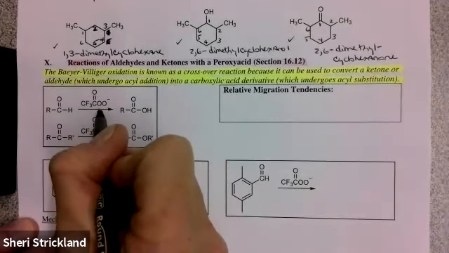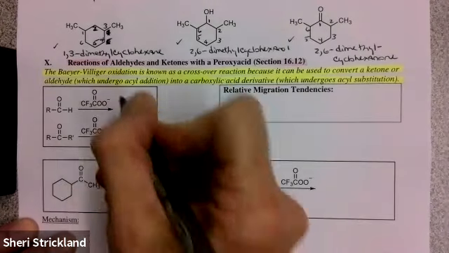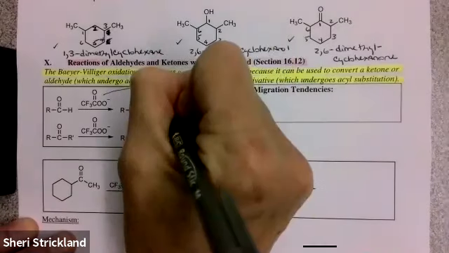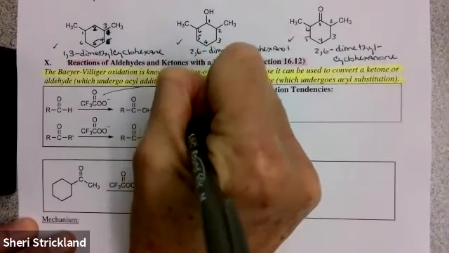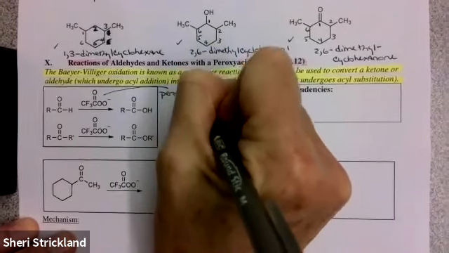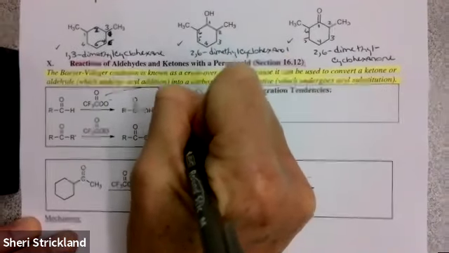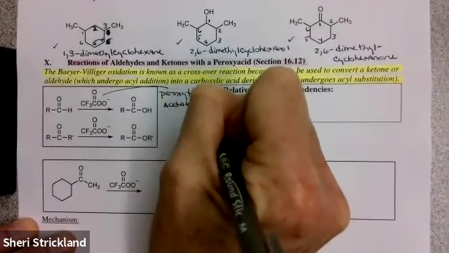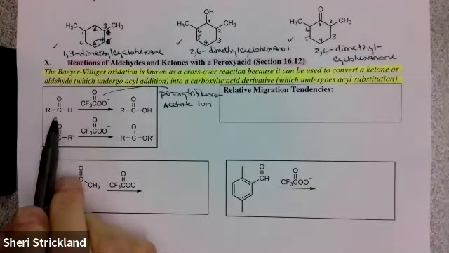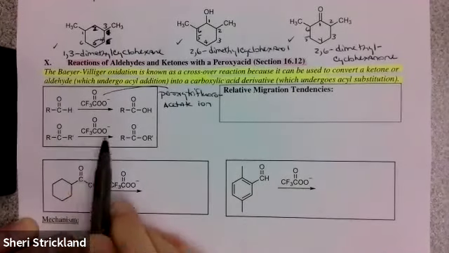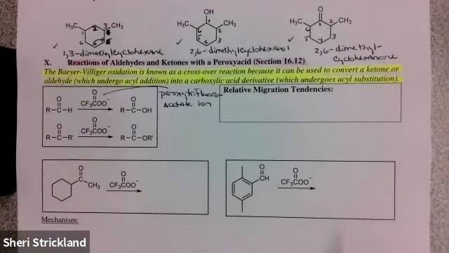Now, the thing that we have here is actually the conjugate base of a peroxy acid. And this guy is called peroxy trifluoroacetate, or the peroxytrifluoroacetate ion. And this is what's used to take an aldehyde and turn it into a carboxylic acid, or a ketone and turn it into an ester. And this is the only oxidation of a ketone that I know of, and it's certainly the only one we've talked about in our class.